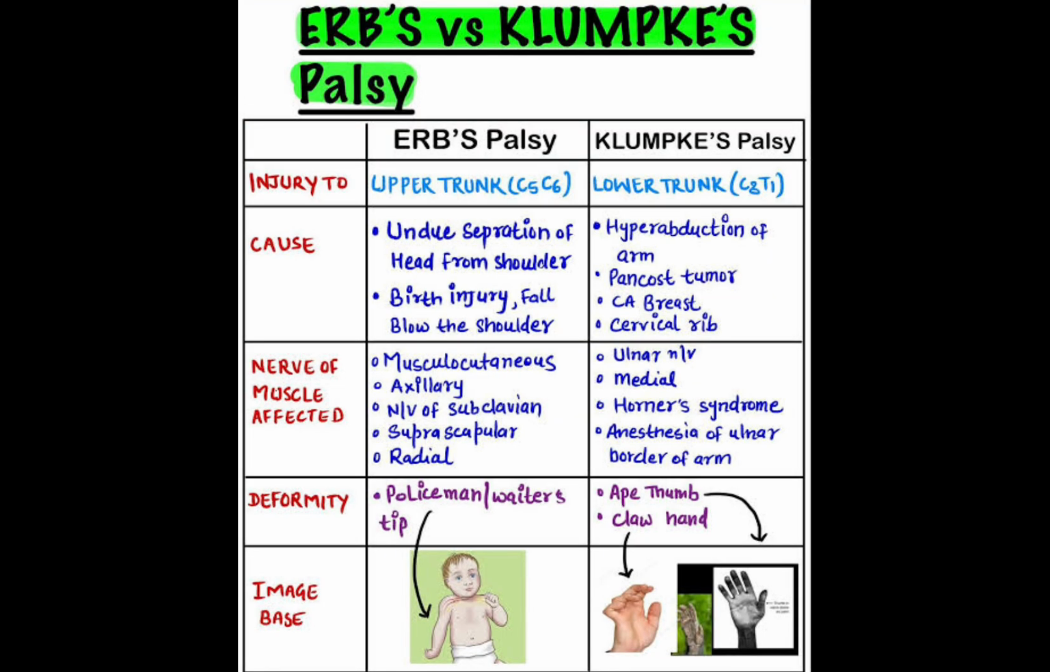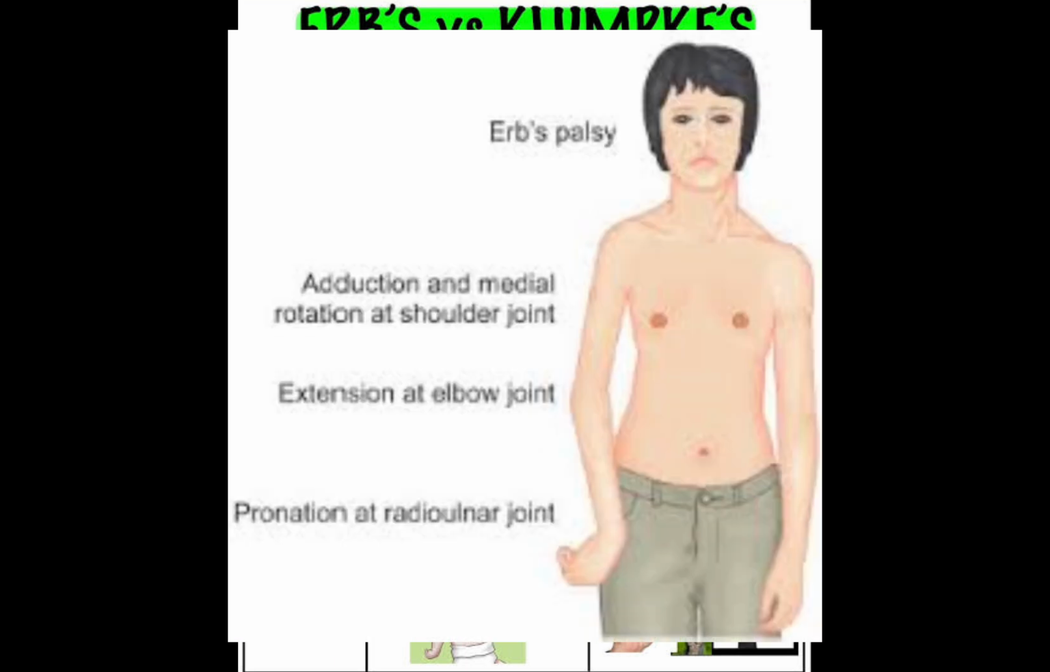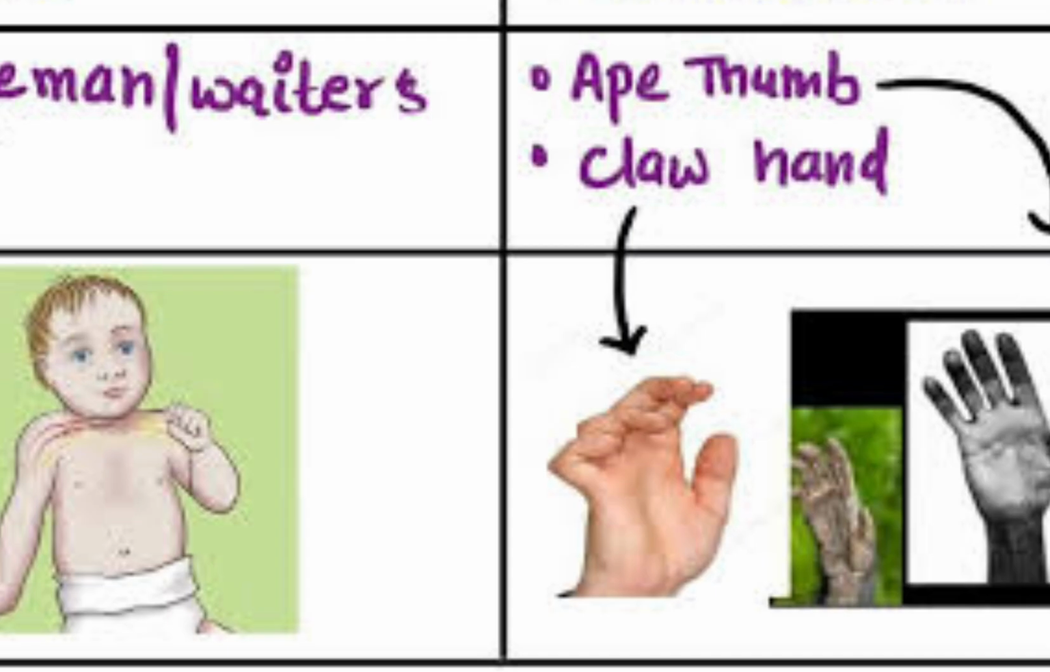So what happens basically in Erb's palsy is undue separation of the head from the shoulder, which can be in birth injury or it can be a below shoulder injury, and many nerves are involved. Usually the position of the child or the patient is adduction and medial rotation at the shoulder joint, extension at the elbow joint, and pronation at the radioulnar joint, as when this man is receiving a tip from someone. So this is the position in Erb's palsy, while in Klumpke palsy there is wasting of the small muscles of the hand and clawing of the hand.